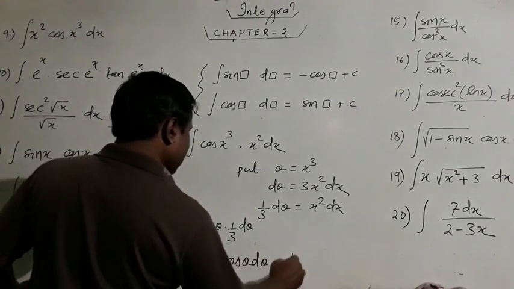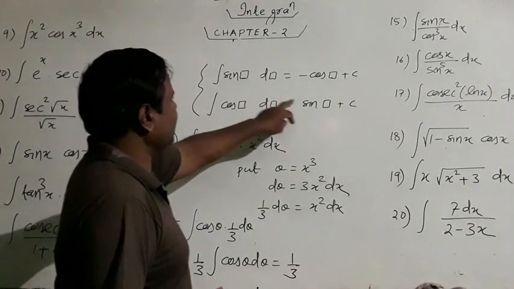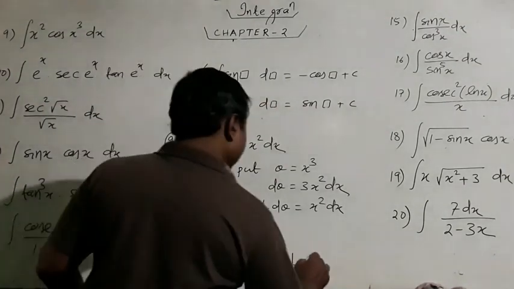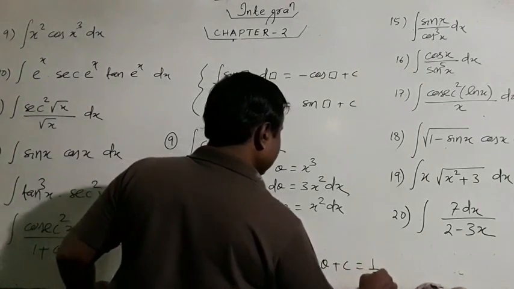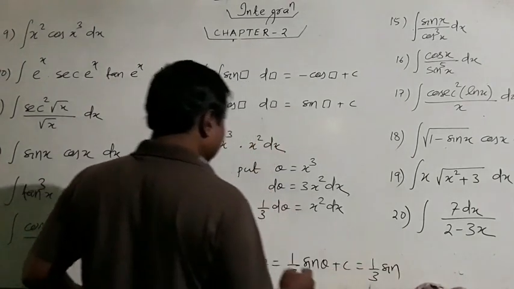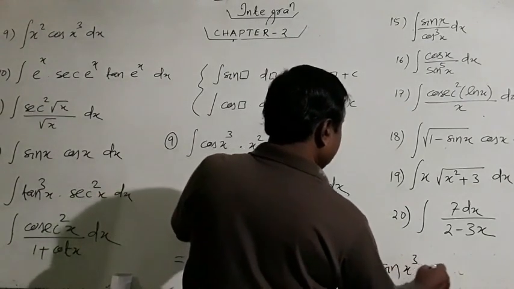What is the integration of cos theta? As you know, the integration of cos theta d theta is sin theta. So I am writing here sin theta plus c. It is 1 by 3 sin theta. Theta means what? Theta is your x cube, plus c.